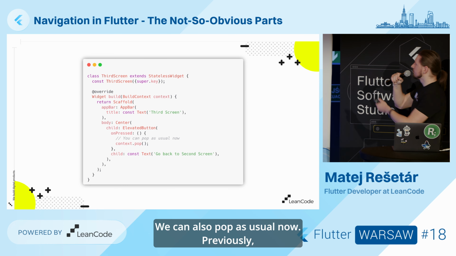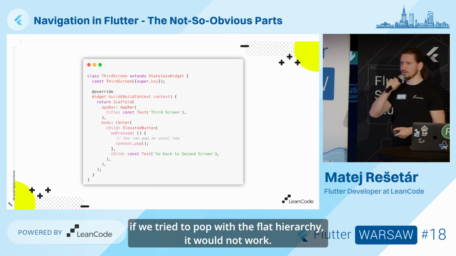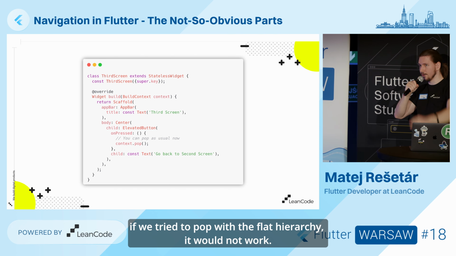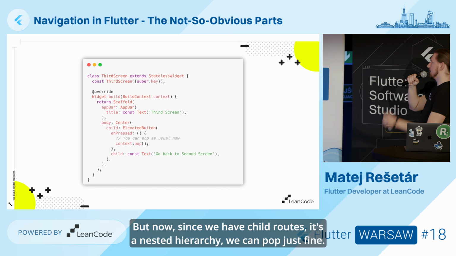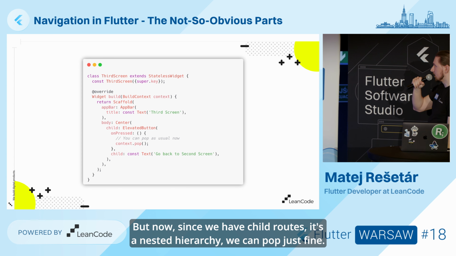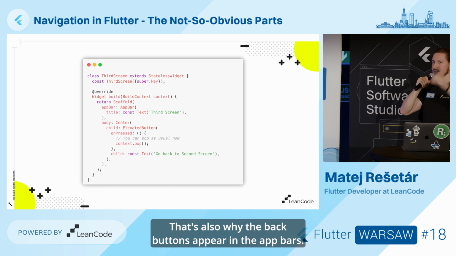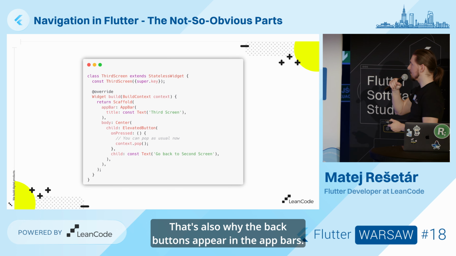And we can also pop as usual now. Previously, if we tried to pop with the flat hierarchy, it would not work. But now, since we have child routes, it's a nested hierarchy, we can pop just fine. That's also why the back buttons appear in the app bars.